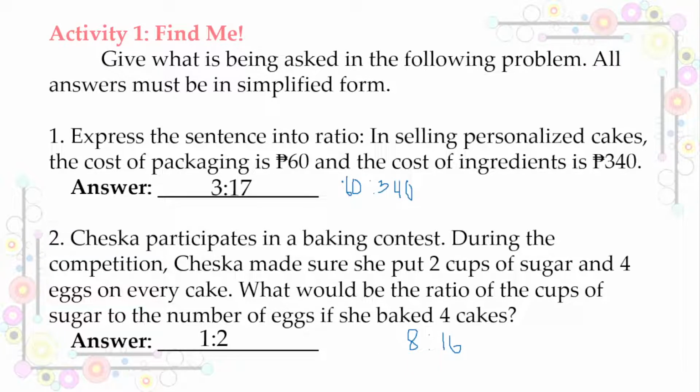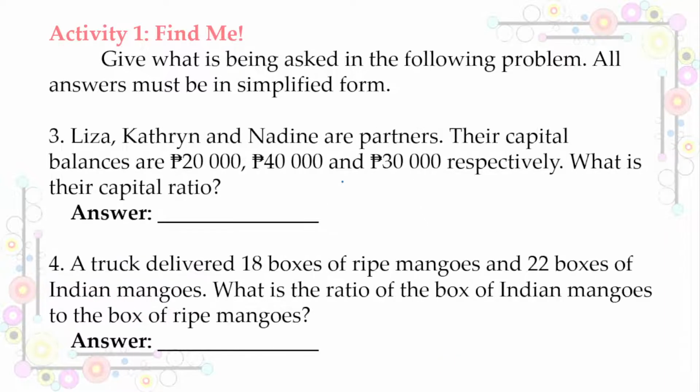Okay? So let's proceed. Number 3, Liza, Catherine, and Nadine are partners. Their capital balances are 20,000, 40,000, and 30,000 respectively. So what is their capital ratio? Okay? So our answer is 2:4:3.